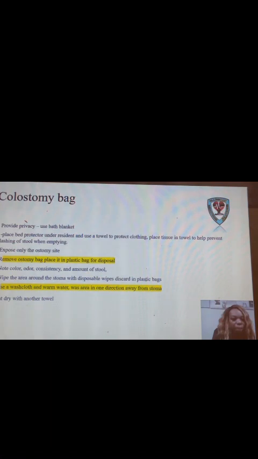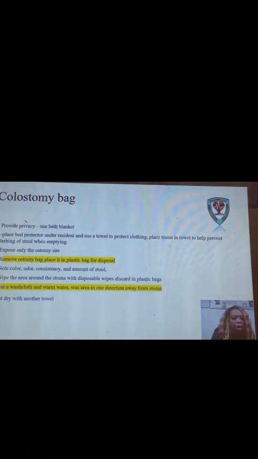Remember to provide privacy when you're emptying a colostomy bag. If they are bedridden, you can also use a bath blanket. You want to place the bed protector under the resident and use a towel to protect their clothing. You want to place tissue in the toilet to help prevent splashing when you are emptying the stool.